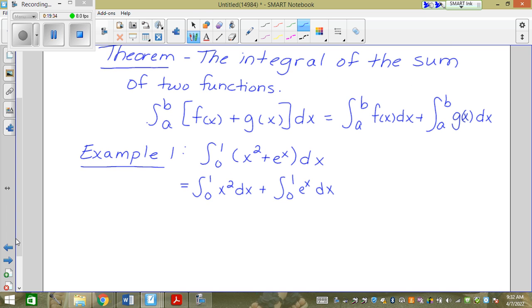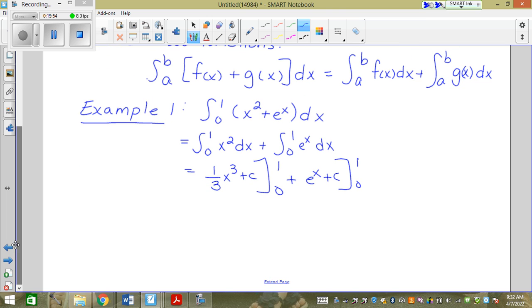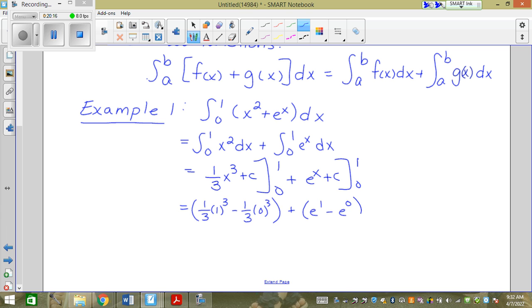Neither of these has a coefficient, so there's nothing I can take outside of the integral. So I'm just going to do the antiderivative of each. I'm going to get one third x cubed plus c from 0 to 1, plus e to the x plus c from 0 to 1. Normally, we would just go one third x cubed plus e to the x plus c, 0 to 1, right? But this is just showing that you can split them. Using the fundamental theorem of calculus, we're going to go one third 1 cubed minus one third 0 cubed, plus e to the 1 minus e to the 0. So we're going to get one third plus e.